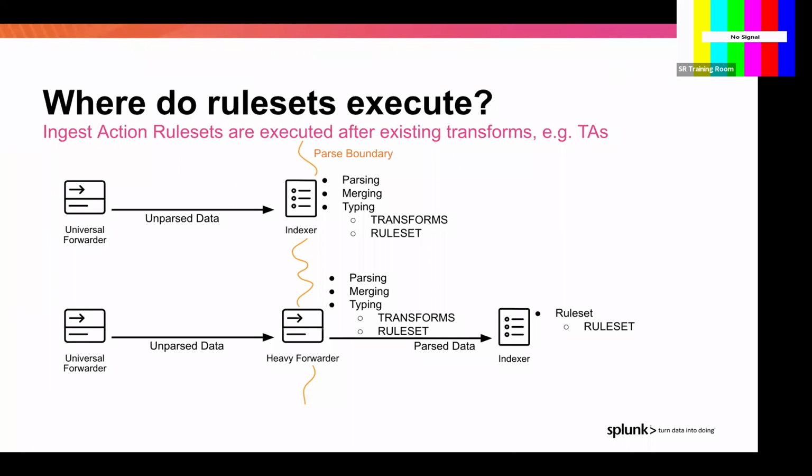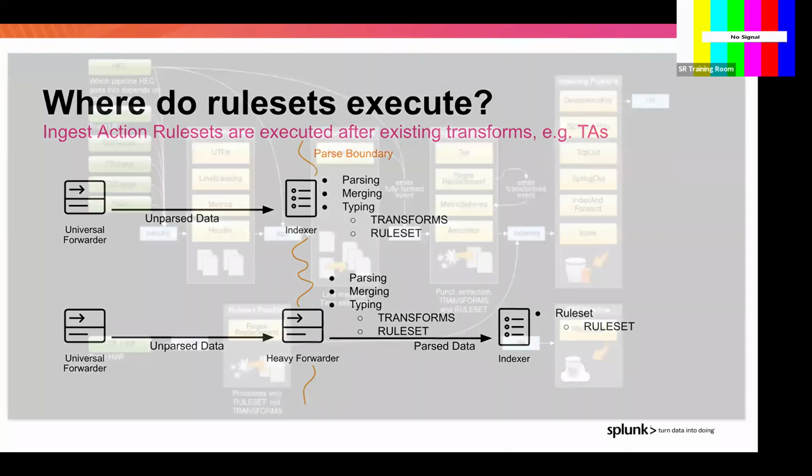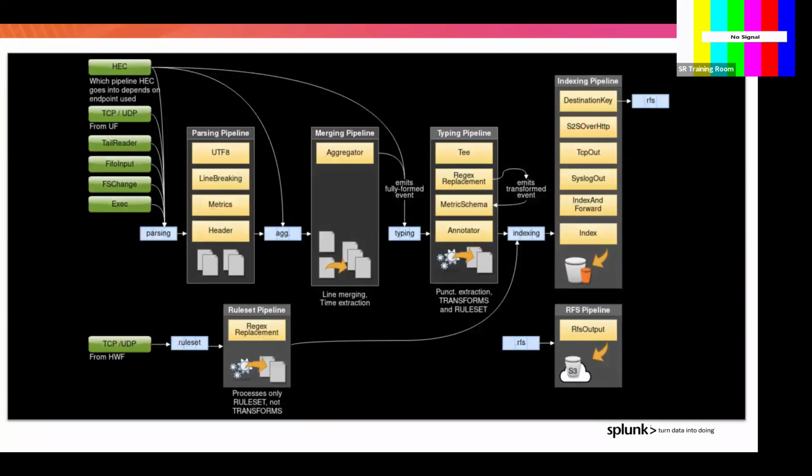There are a lot of interactions with TAs, and since we're in a hurry, I want to save that for a Q&A later. If folks remember the Masa diagram, it explains how Splunk works internally. I've updated it for 9.0. The net new stuff is that in the typing pipeline, the regex replacement processors are what handle rule set and transforms. In the indexing pipeline, that's where the output to S3 lives. It's before we index anything to disk.